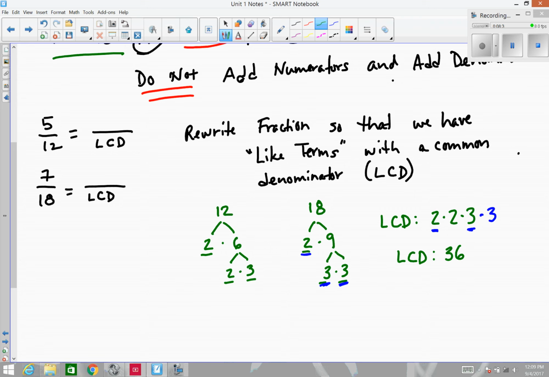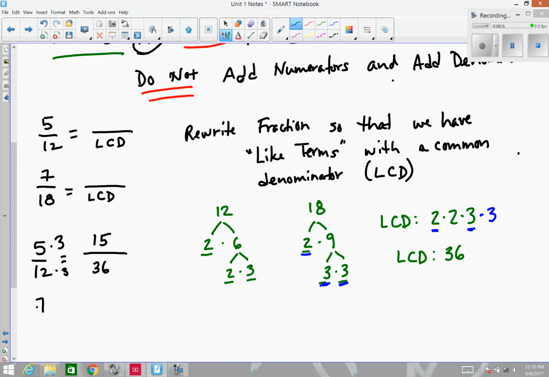So what I'm trying to do now is rewrite 5 over 12 as its equivalent fraction, but with a denominator of 36, my LCD. To do that, I would have to multiply the 12 here times a 3, so I will need to do that to the 5 as well. And I get an equivalent fraction of 15 over 36.